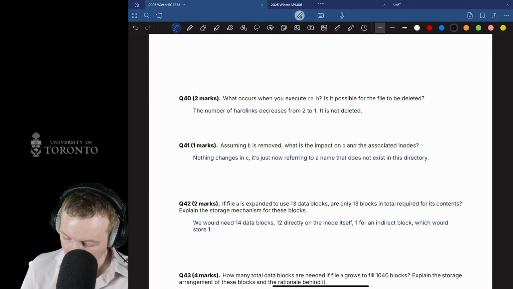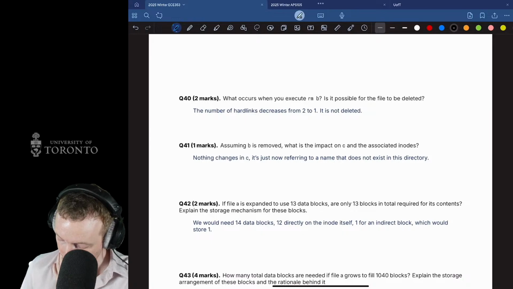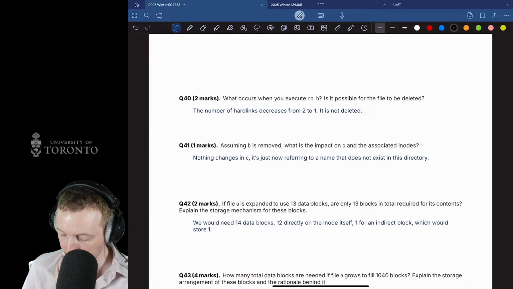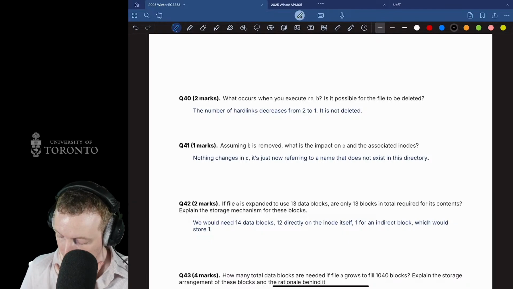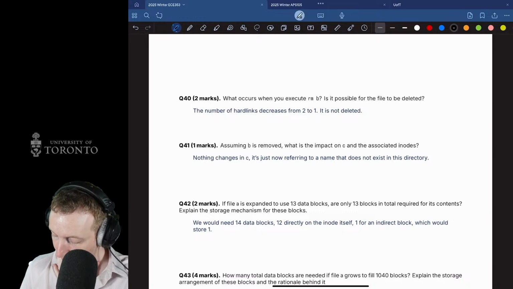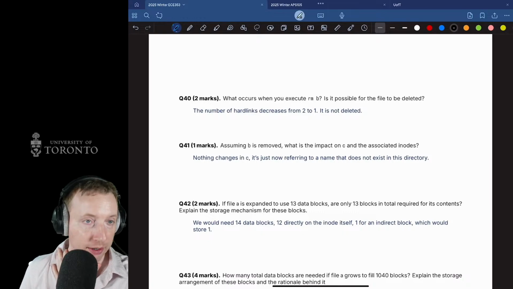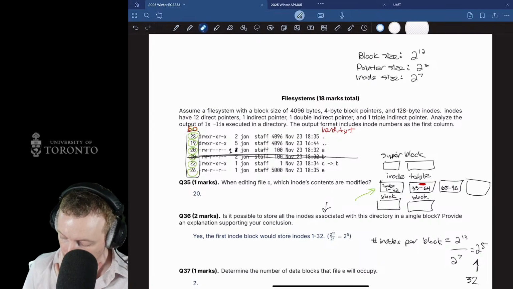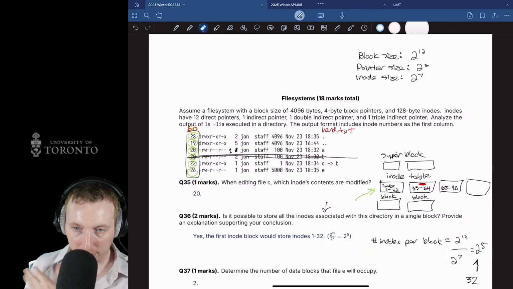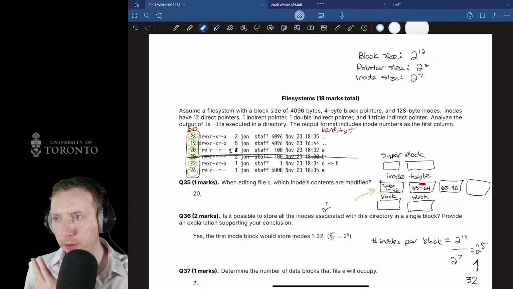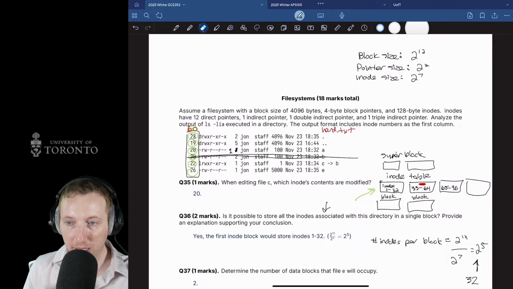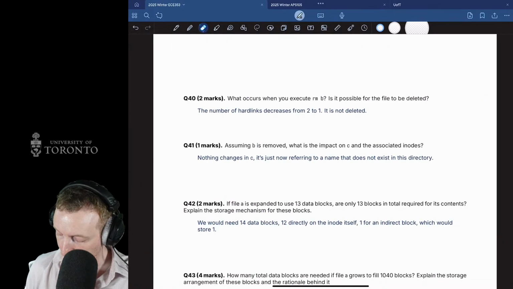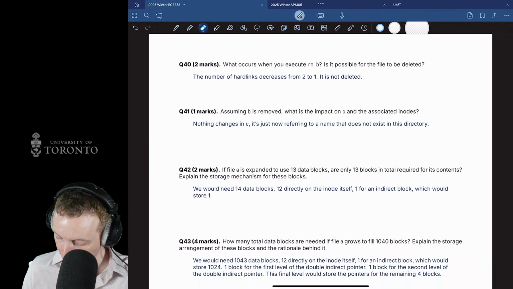And then the next question says, well, assuming it was removed, well, it was. So this is saying, assuming what we did in the last question worked, what is the impact on c.txt and its associated inodes? In this case, it would just be a broken link, but nothing happens to C itself, right? It still refers to the name B. If we tried to open the file or follow it, it would have to look up B and get the inode associated with B, which wouldn't be found, and then it would say file not found. So nothing changes in C.